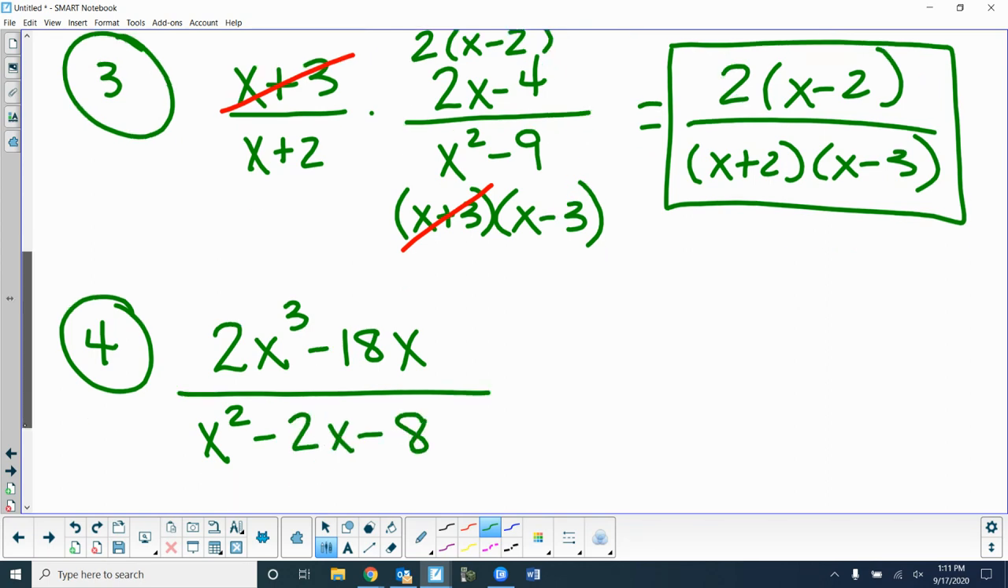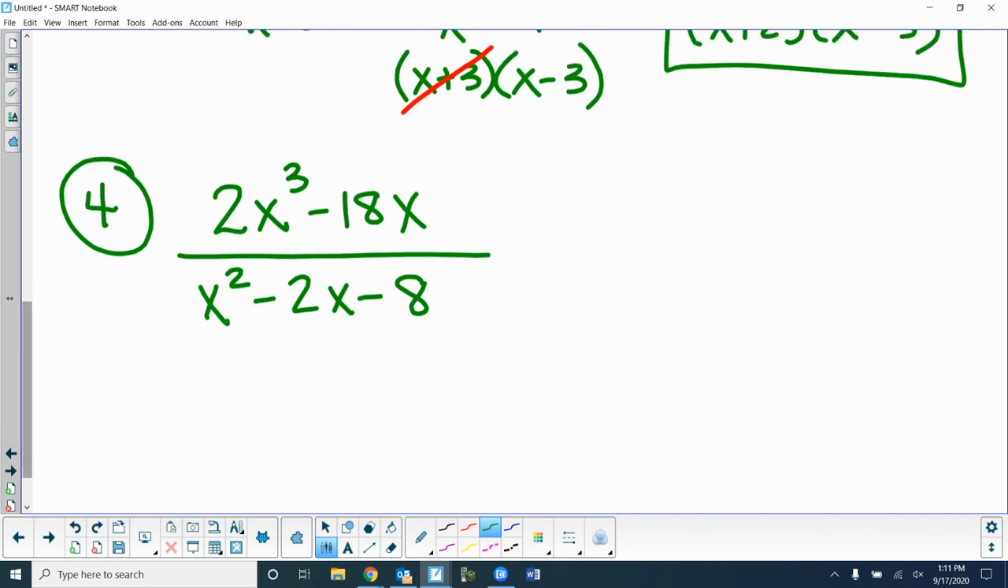Now, what do we do with division problems? Change them to multiplication, right? So I'm going to write it down as the multiplication problem. What do we do to the second one? Flip it, right? Reciprocal.